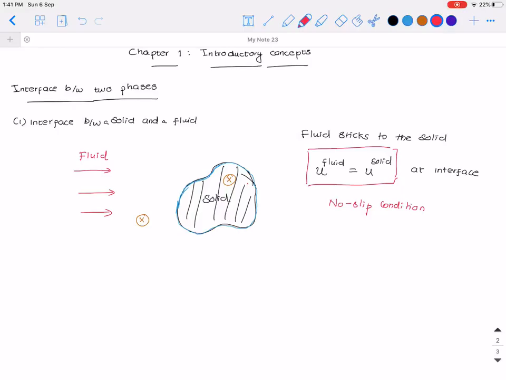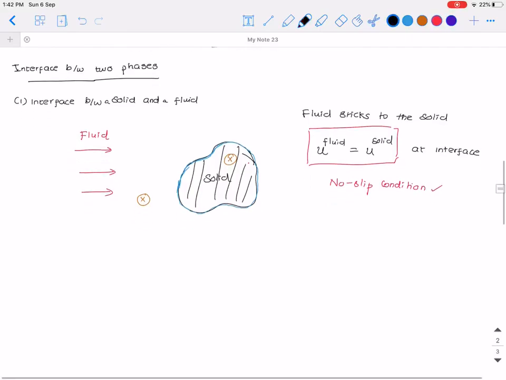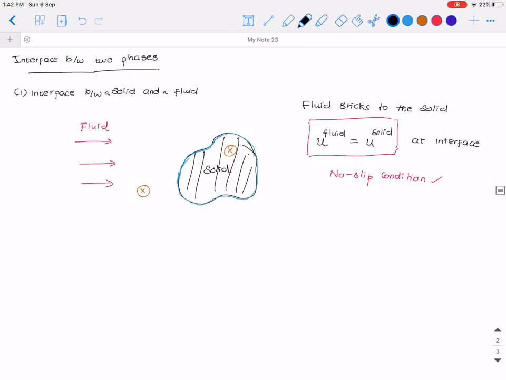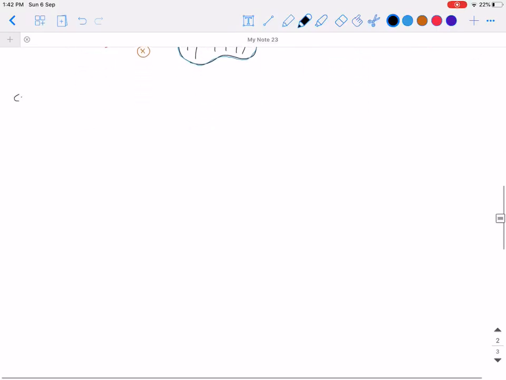We will discuss this no slip condition at a later point in this course, and we will develop something called boundary layer theory. So this is the interface between solid and fluid. We have only this much to say. But if we consider the interface between a liquid and a gas, some interesting phenomena occur.